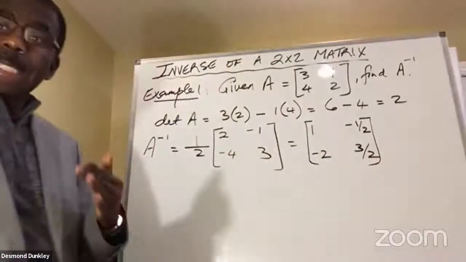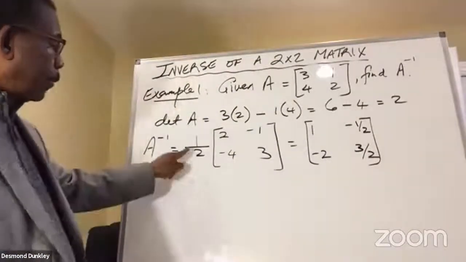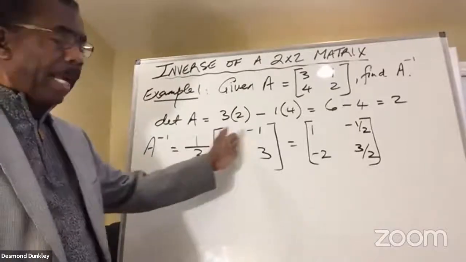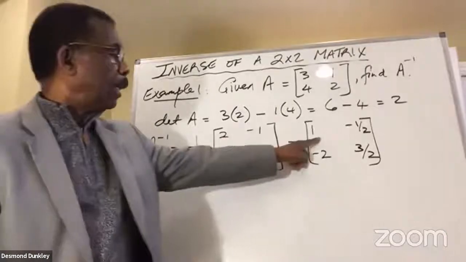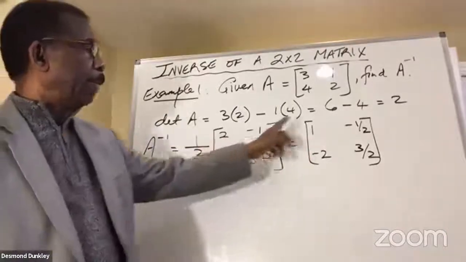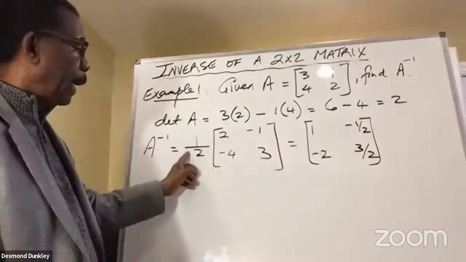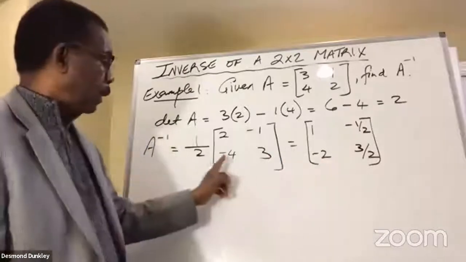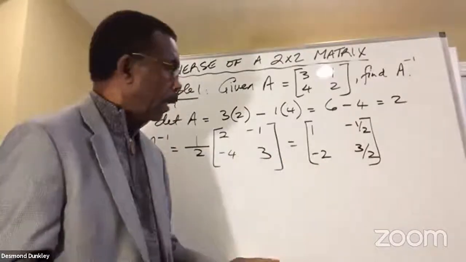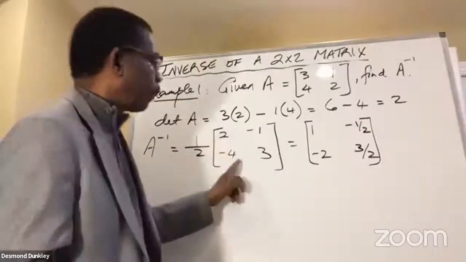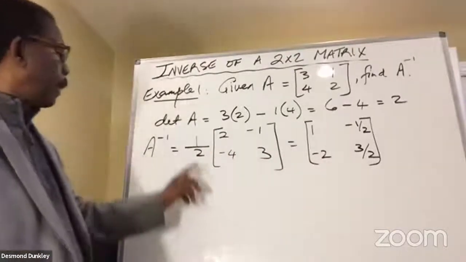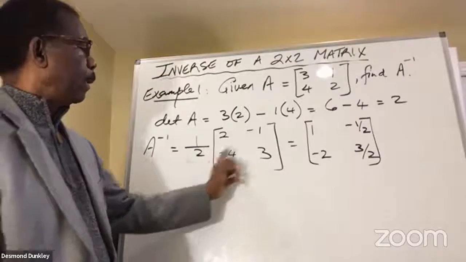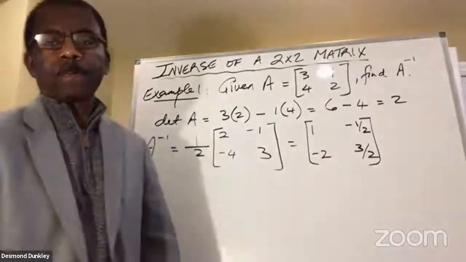All I did was the scalar multiple. I took the half and multiplied every entry by a half. Half times 2, 1. Half times negative 1, negative a half. Sorry, a half times 4. A half times negative 4 is negative 2. And a half times 3 is 3 over 2.